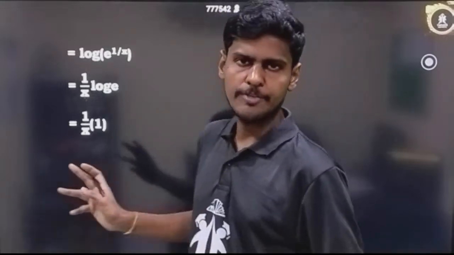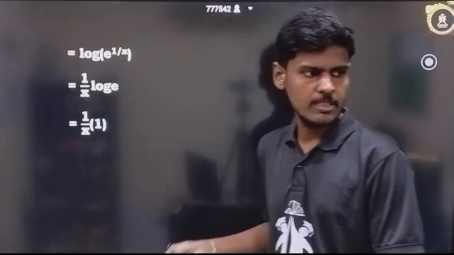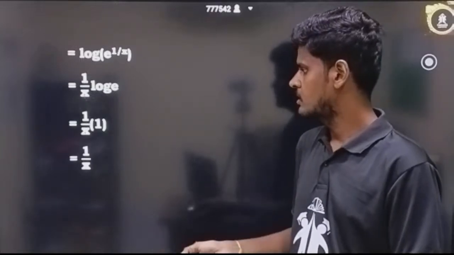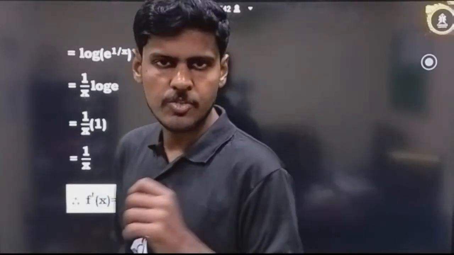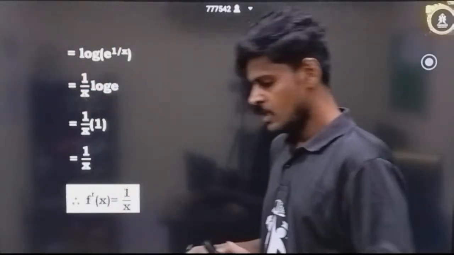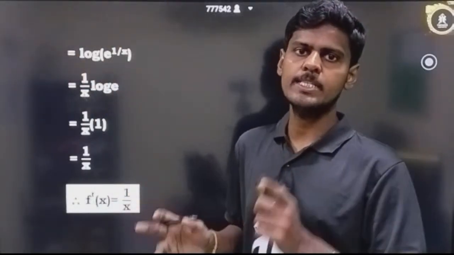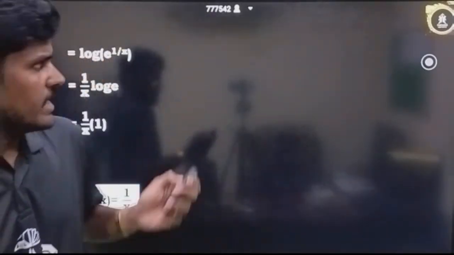So what is the derivative of log x? Derivative of log x is nothing but 1 by x. Derivative of log of mod x, that is also 1 by x. Note that also. This is also very, very important. Derivative of log of mod x is also 1 by x. Derivative of log x is also 1 by x.